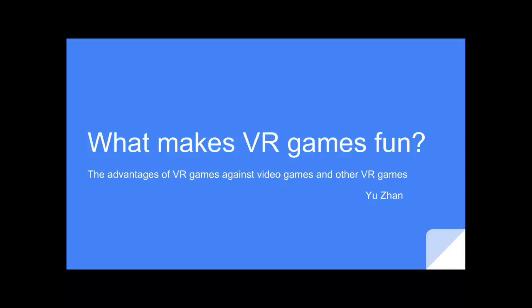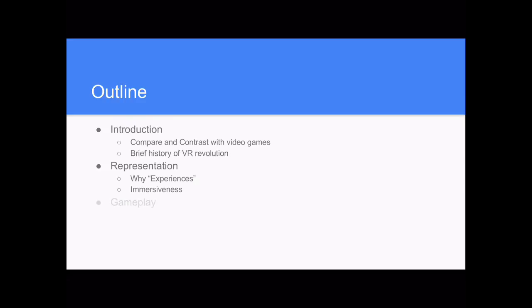So let's get started with a brief outline about what this presentation will cover. To begin with, I would like to introduce the background by comparing and contrasting with video games and a brief history. Secondly, there are two major paths of game design, so I would like to illustrate the representation and gameplay of virtual reality games, respectively. Furthermore, there are other advantages like sharing, asymmetric and uncertainty design, multiplayer, and so on. So let's start our introduction.